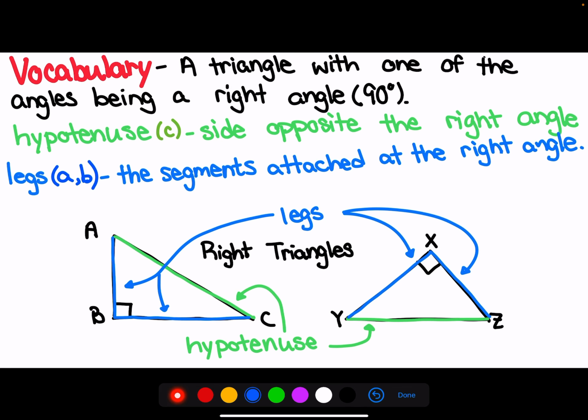Or I can say segment AB is little b and segment BC is little a. Again, it doesn't matter which segment gets A and B, which leg gets A and B. What matters is that our hypotenuse is the C variable.